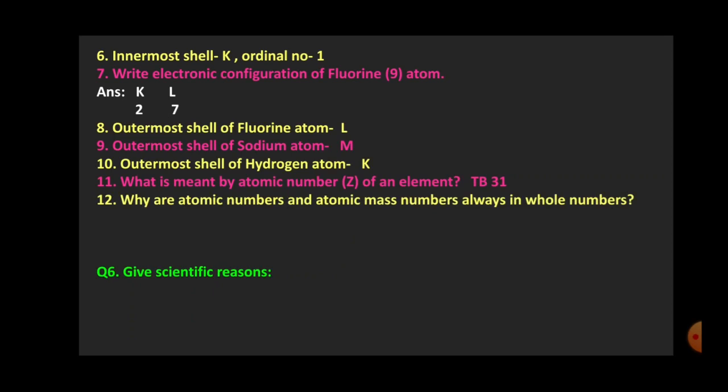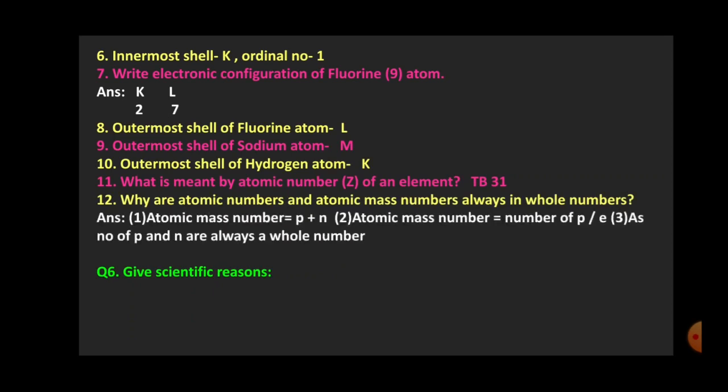Next is, why are atomic numbers and atomic mass numbers always in whole numbers? Now this you have to just jot down the points, because atomic mass number is equal to the protons and the neutrons present in the nucleus, and atomic number is equal to the number of protons or the number of the electrons, right? So as the number of protons and neutrons are always a whole number, the atomic mass number is always a whole number.